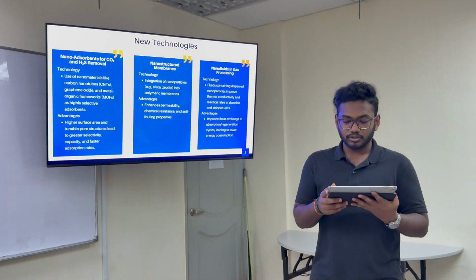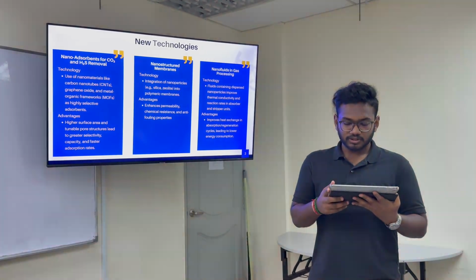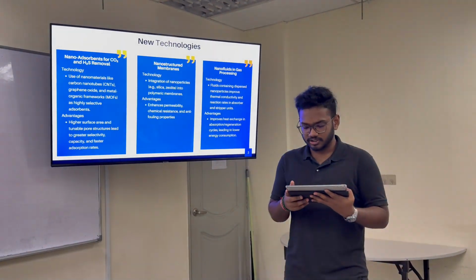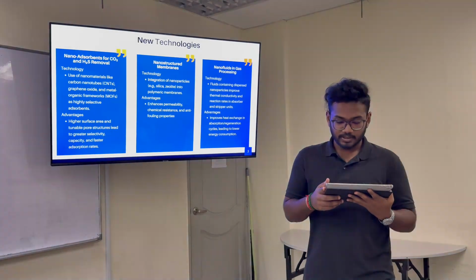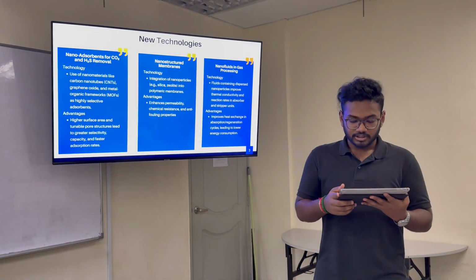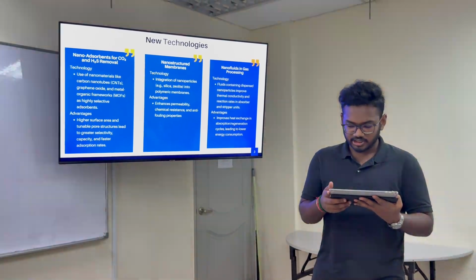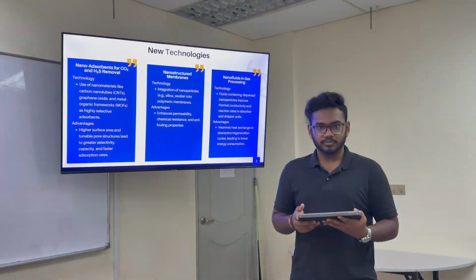And finally is the nanofluid in gas processing. The technology uses fluid that contains dispersed nanoparticles to improve the thermal conductivity and reaction rate in absorber and stripping units. The advantage is improved heat exchange in absorption and regeneration cycles that leads to lower energy consumption.